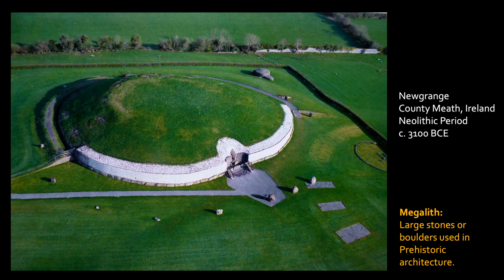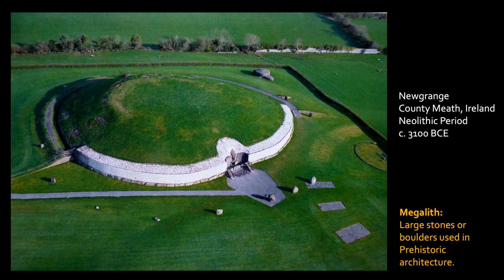If we compare this to Çatalhöyük, it's so different, right? Çatalhöyük was community-based. People were working together. Newgrange celebrates the elite. It celebrates the rulers in the community.